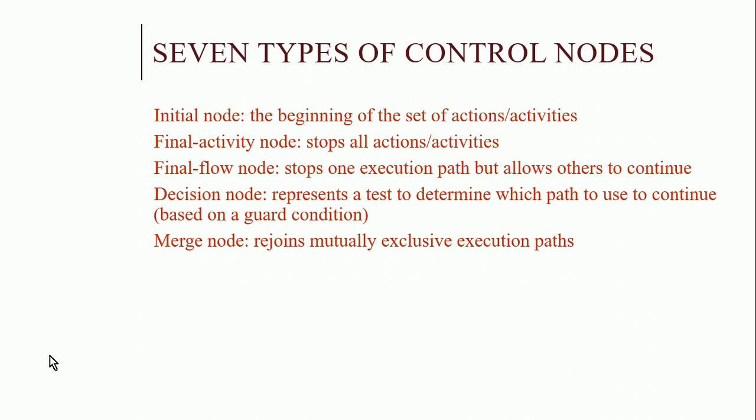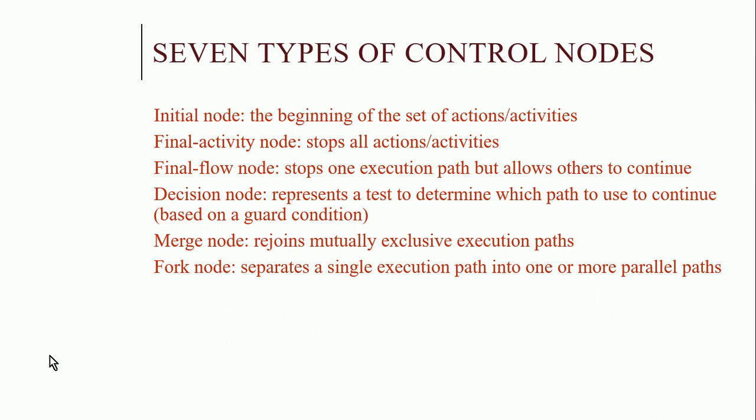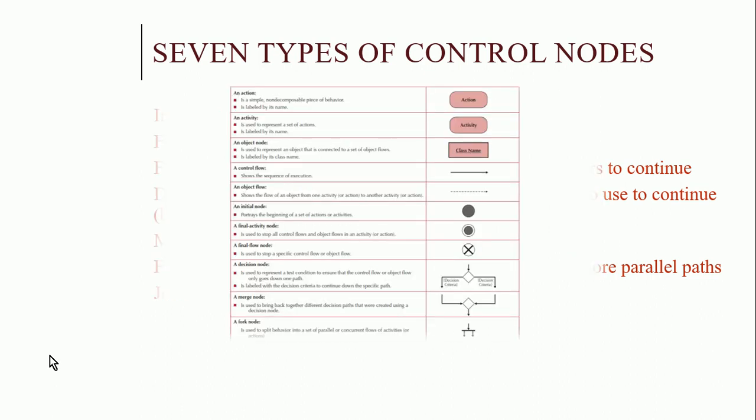There we go. All right, and then we have a merge node, which is going to rejoin anything that's been split, and a fork is where we split execution, right? So a merge is when 2 different execution paths come together, and a fork is when we split execution paths, so 2 things can happen concurrently. And then we have a join node.